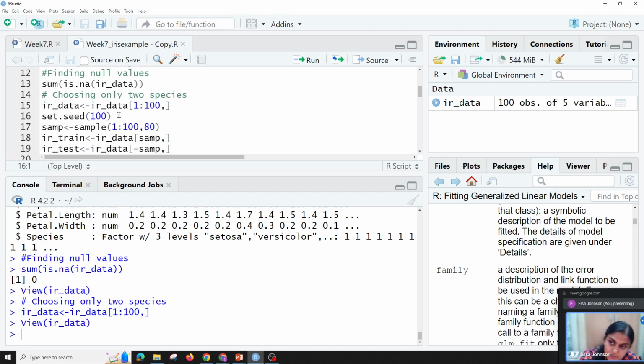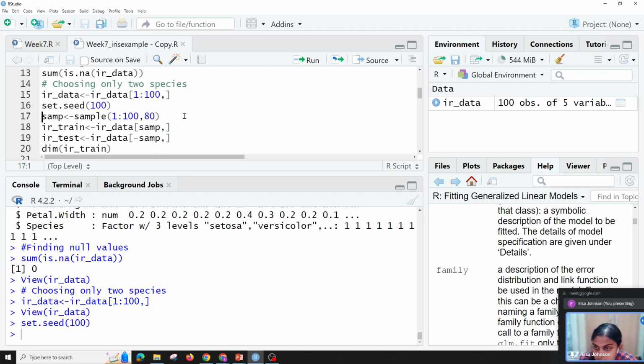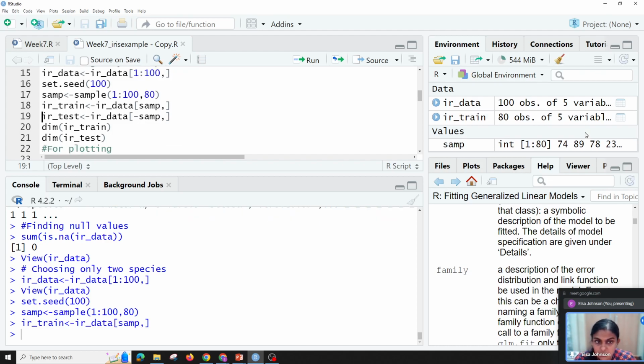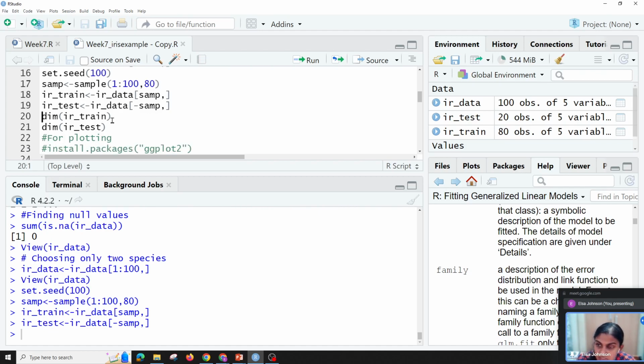Now I'm just defining a seed as we have seen earlier, and then sampling from that. So 80 readings are given as the train set. Sample means some random sampling, you can see here 74, 89, 78, like that indexes are there. So some random indexes are taken from the IR underscore data, and I am giving IR underscore train from that. So some 80 observations are taken. Similarly, I am giving minus sample, so minus these indexes I am taking as a test.